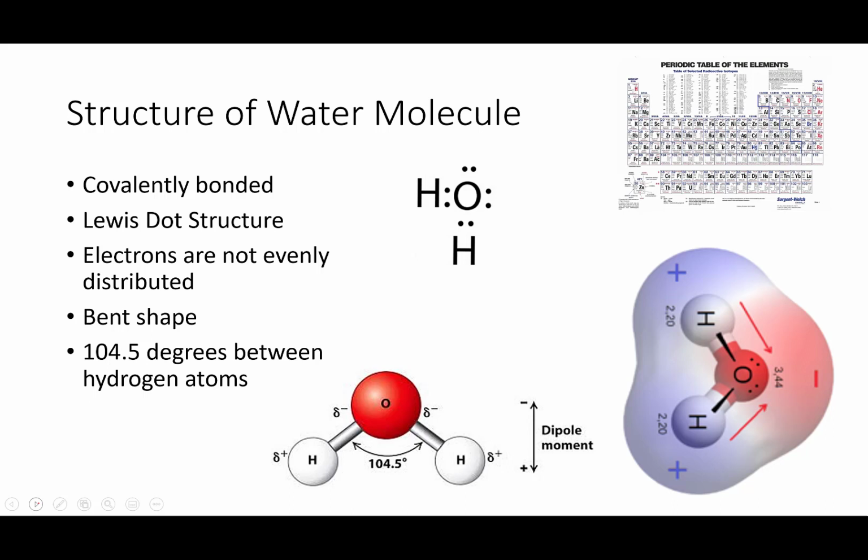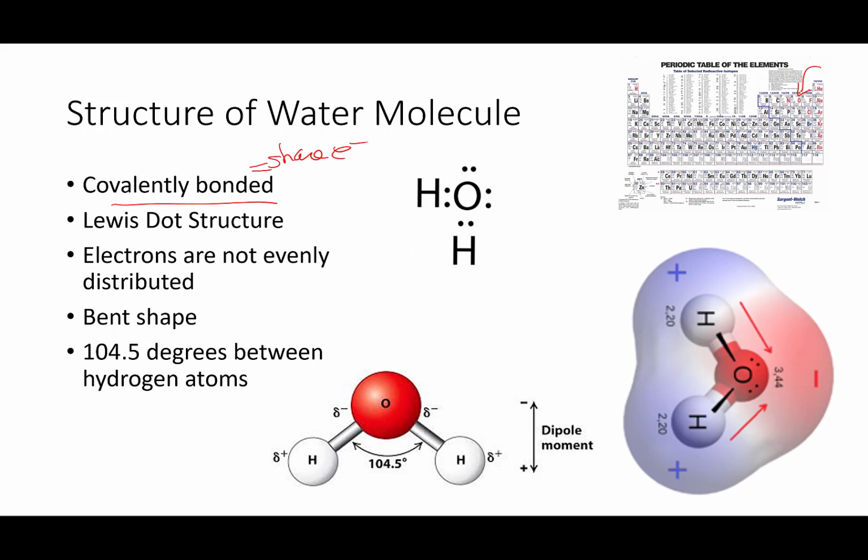Now, the structure of water has a lot to do with the properties of water. So let's go into the chemistry of it. This H2O molecule is covalently bonded. If you remember, covalent bonds means that they share electrons, and they share electrons like this.